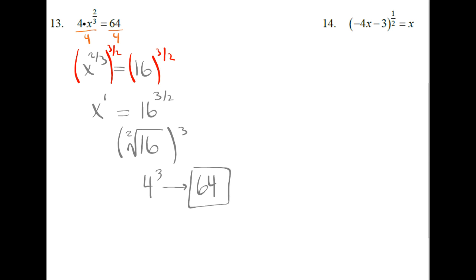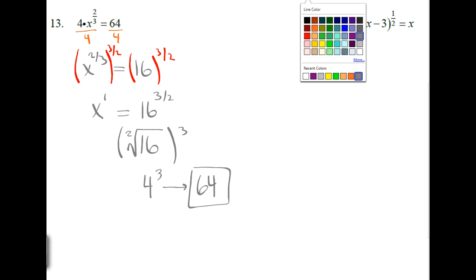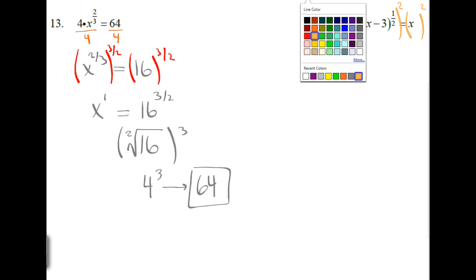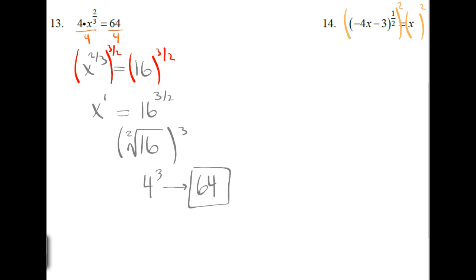The last one, number 14, is very similar to what we just did. What do you need to do if you want to do the inverse of the half power? Well, that's the same as square root, really, which means you square both sides. And after I square both sides, I'm left with negative 4x minus 3 equal to x squared.